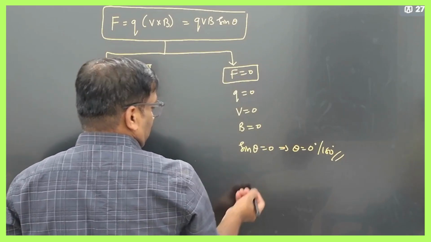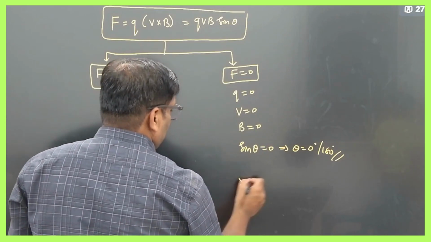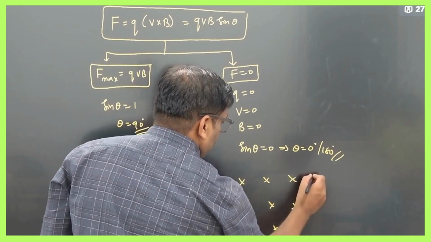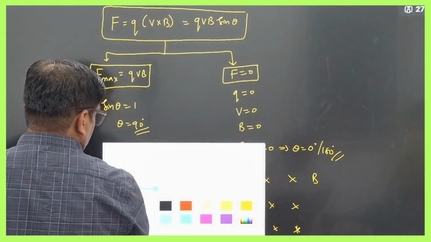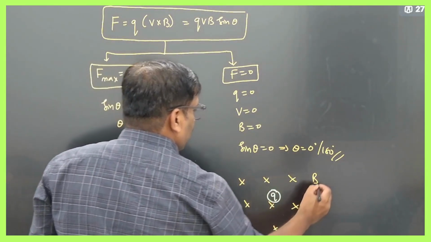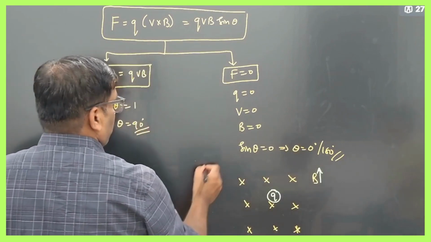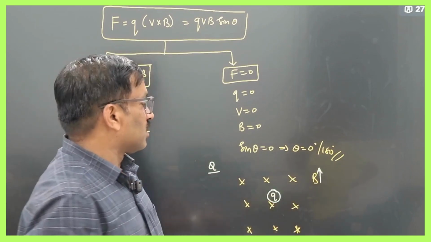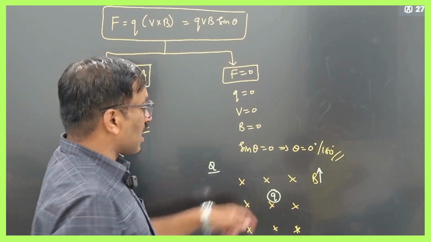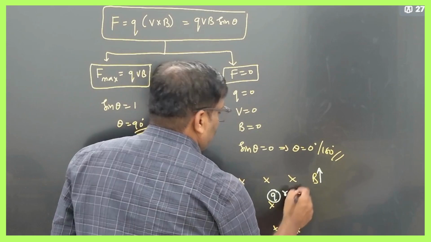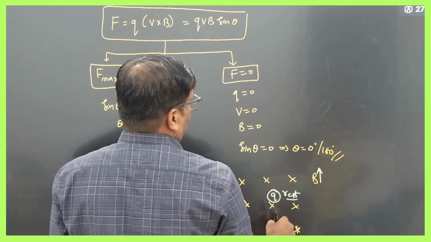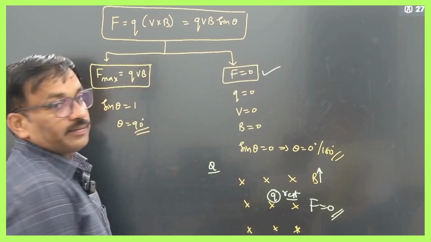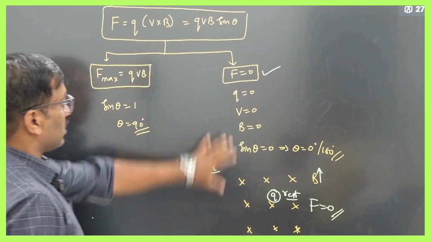So be careful, many times some questions can be asked like this. Suppose this is the magnetic field B, and there is one charge here. We are continuously increasing the magnetic field. If you are continuously increasing the magnetic field, what will be the force acting on the charged particle? Because the charge is at rest, whatever you change, it does not experience any force. The force acting on the charged particle will be 0 only. So be careful, these are the conditions.